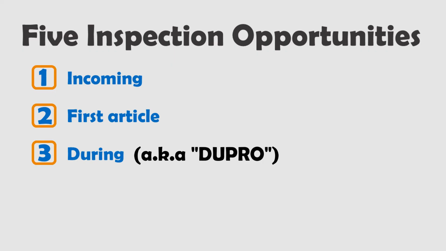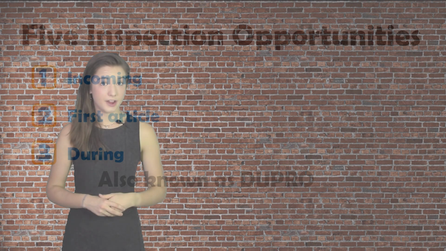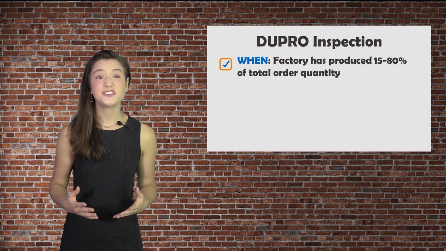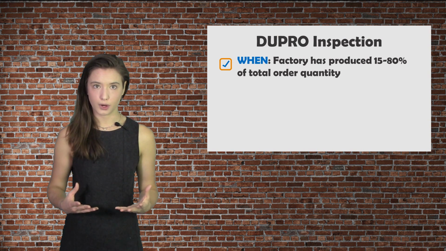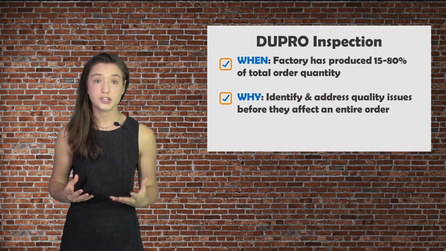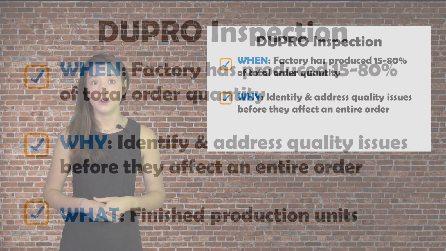After production begins, you can consider a during production inspection. Known by many as DuPro inspection, this inspection occurs once mass production is underway, but not yet complete. DuPro typically occurs when the factory has manufactured 15 to 80% of the total order quantity. DuPro is your opportunity to identify and address quality issues before they affect an entire order.